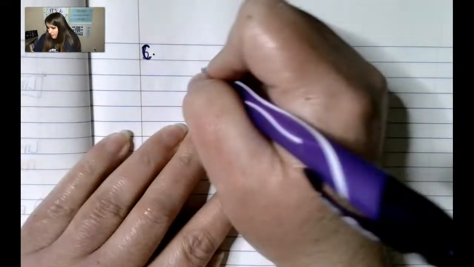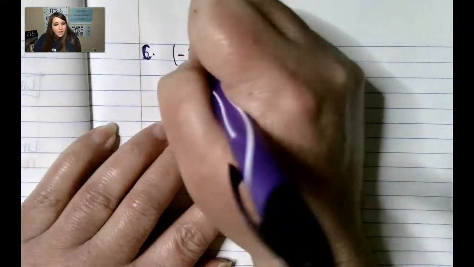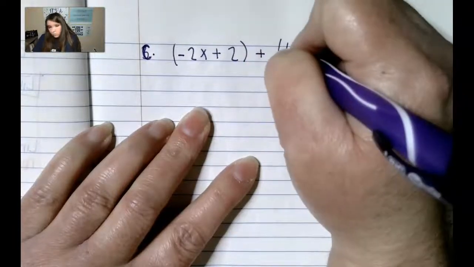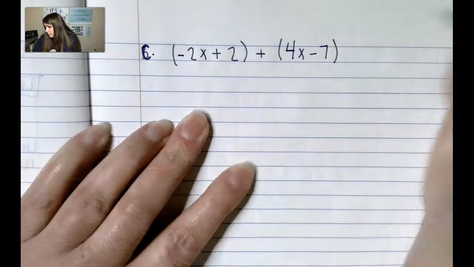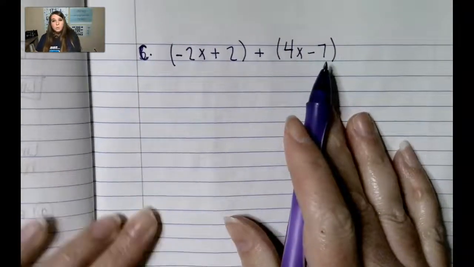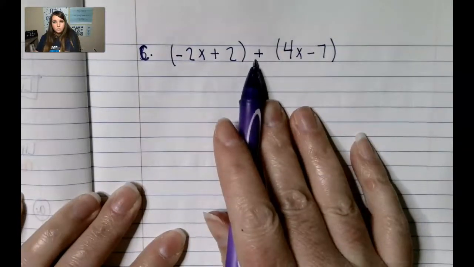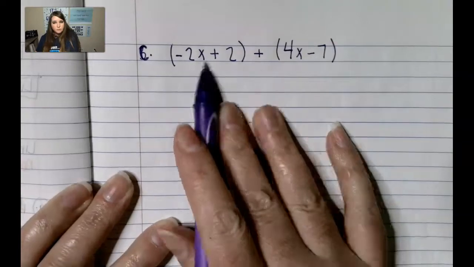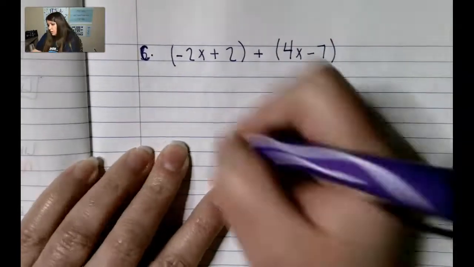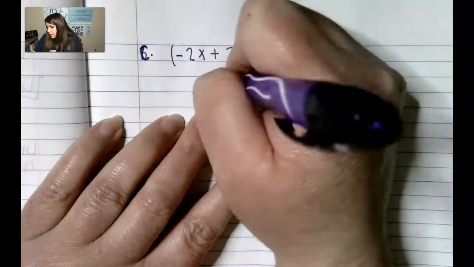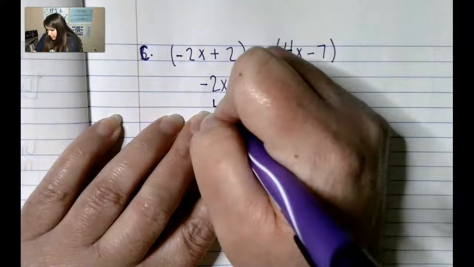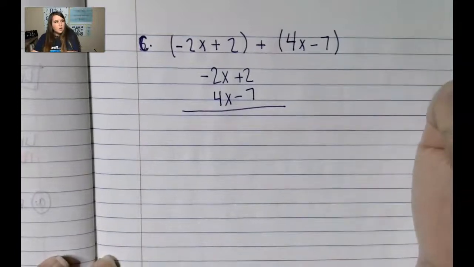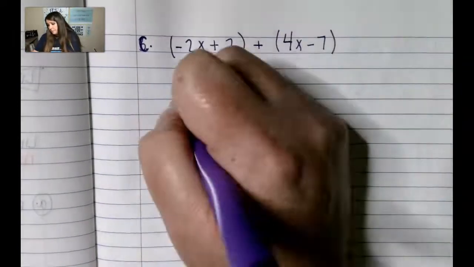Okay, in this one, we have the expression of negative 2x plus 2 plus 4x minus 7. Okay, so we have two different expressions. We need to add them in order to find the value of the total problem. So we're going to take negative 2x plus 2, line up the 4x minus 7, and we are going to just solve for the sum.